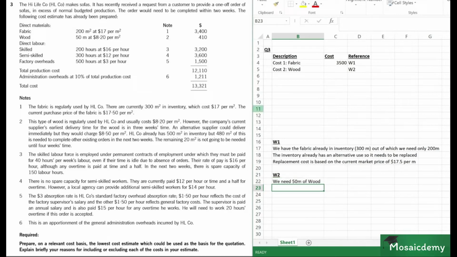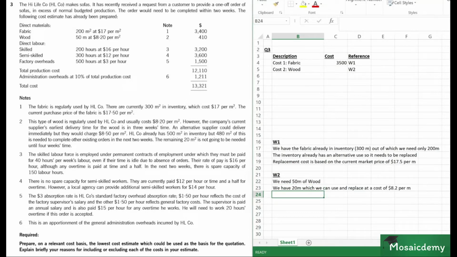In the inventory, we have 500, but out of that, 480 is needed. It's occupied. 20 is not needed, okay? We have 20 meters which we can use, and it's not needed until 4 weeks' time, so we can order it from the regular supplier who delivers in 3 weeks' time at $8.2 per meter, right? So we have 20 meters which we can use and replace at a cost of $8.2 per meter.